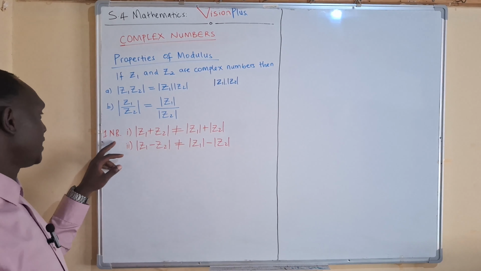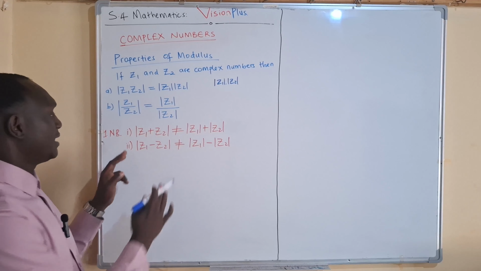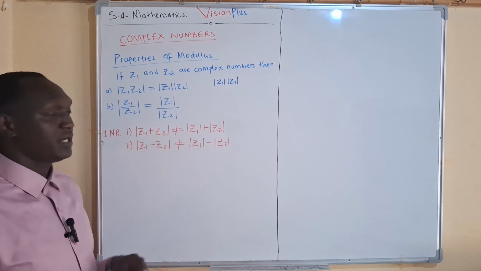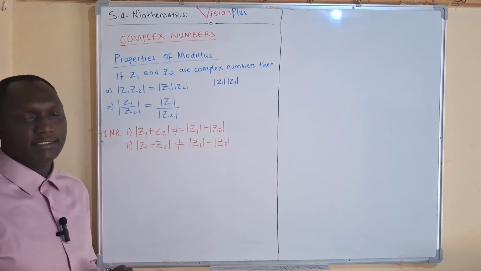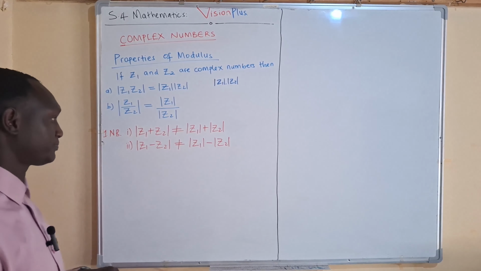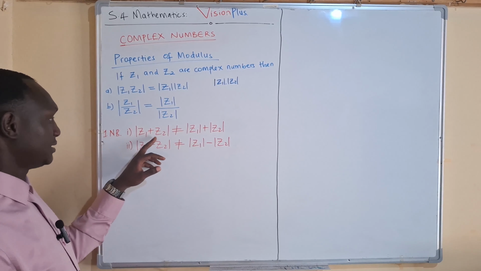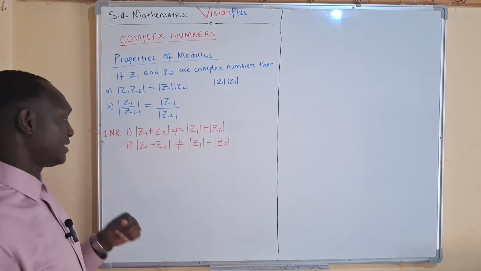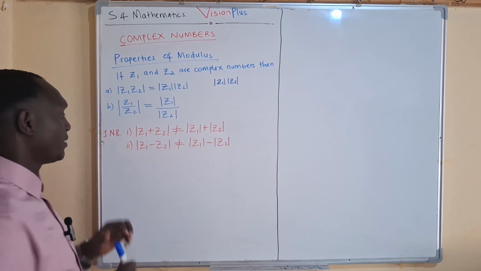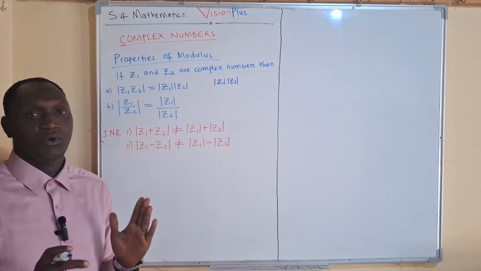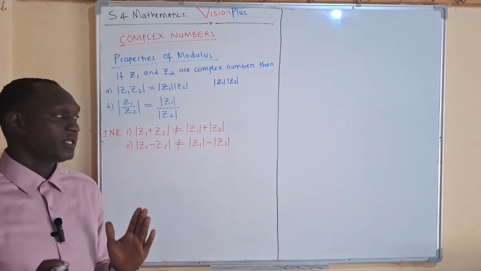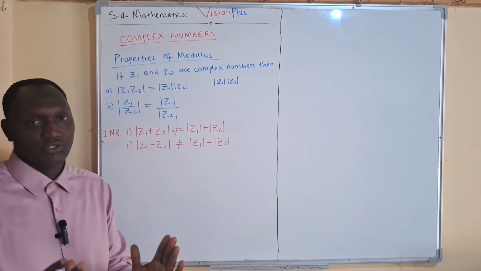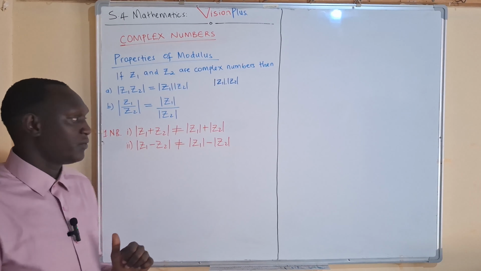Now, there is an NB here: the magnitude of Z1 plus Z2 is not equal to the magnitude of Z1 plus the magnitude of Z2. This side is not equal to the other side. And also in Roman 2, the magnitude of Z1 minus Z2 is not equal to the magnitude of Z1 minus the magnitude of Z2. What does it mean here?